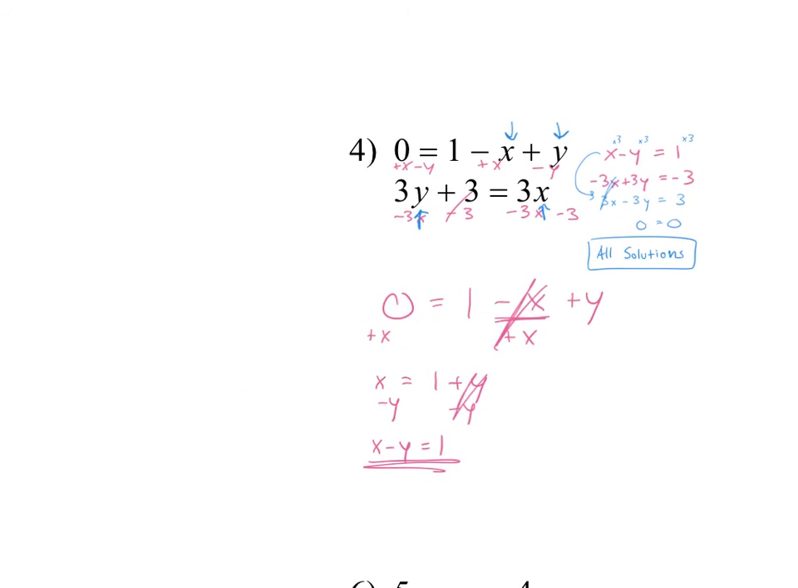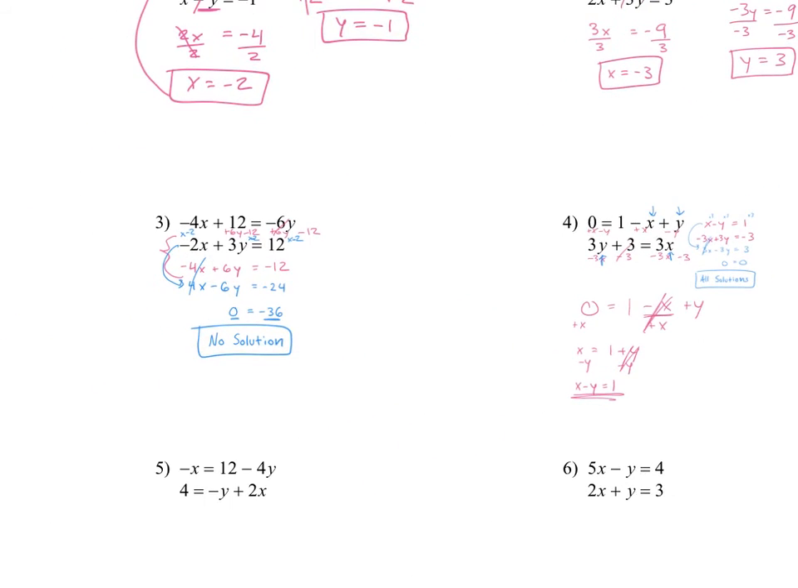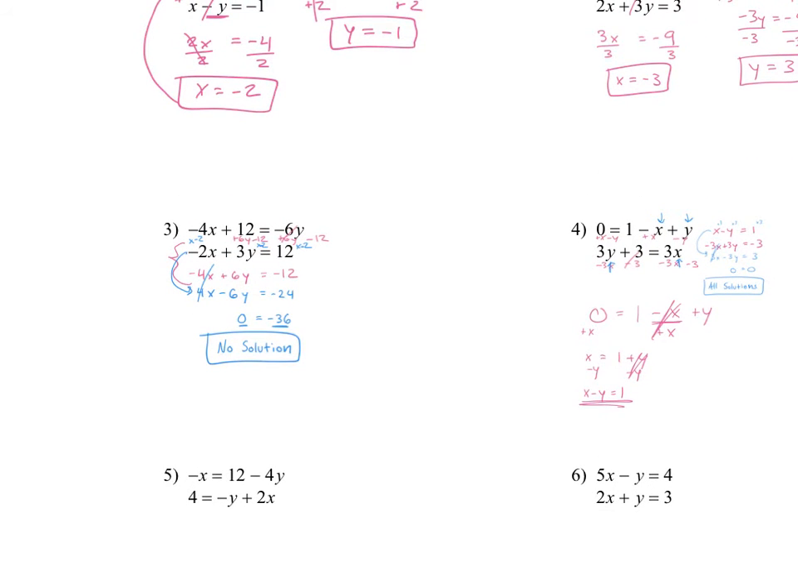All right, let's go to number 5. So these are our two special instances. We could either get no solution or all solutions, or we will get just one solution. So 3 types that we could have.